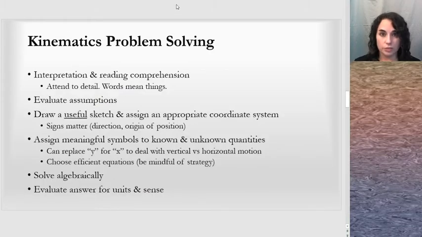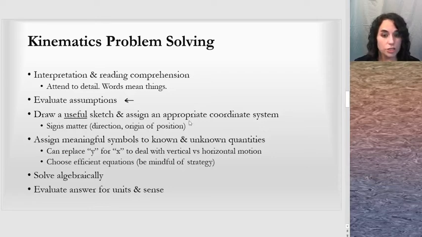I wanted to give you some tips for problem solving in kinematics. We have the equations, but just focusing on the overall strategy. Make sure you're keeping track of interpretation and reading comprehension, attention to detail, and watching for particular words that mean things for numbers, for instance, at rest. This will also concern evaluating your assumptions. Reading your problem carefully will help you understand the problem and not set it up wrong. So watch out for your assumptions. Is it really making sense to what the problem says?